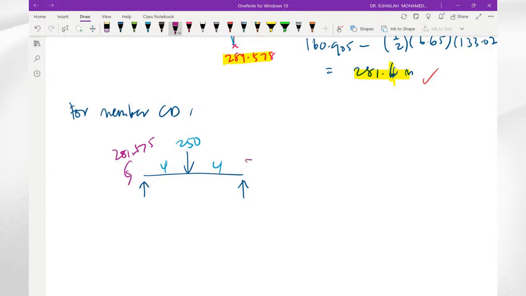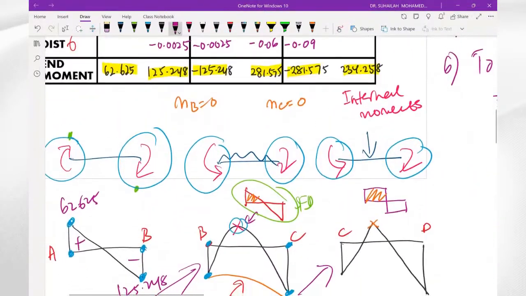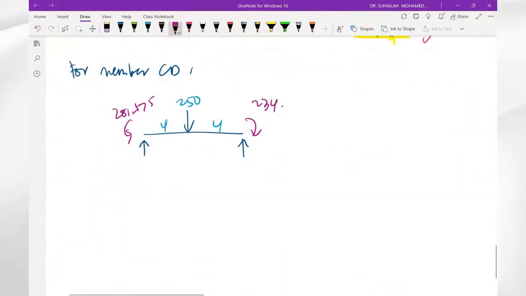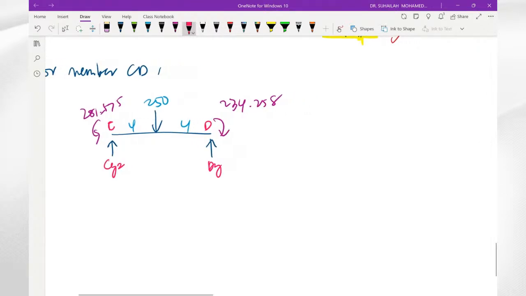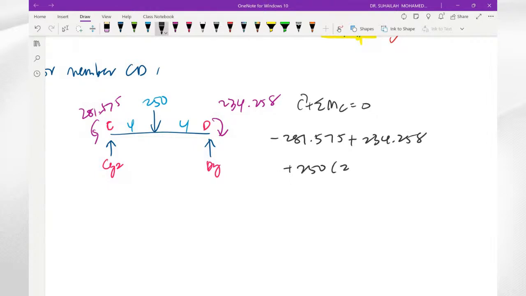And the moments are 281.575 and 234.258. So this is CD, so this will be Cy2 and Dy. By using the equilibrium equation, just like we analyze a simply supported beam, we calculate by taking moment at C equal to 0. So it is negative 281.575 plus 234.258 plus 250 times 4 minus 8 Dy.